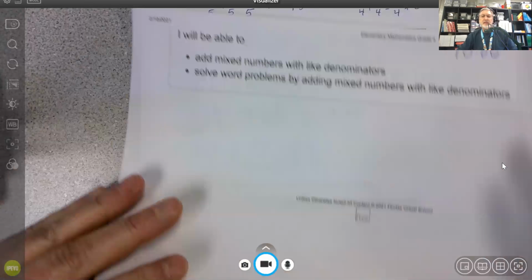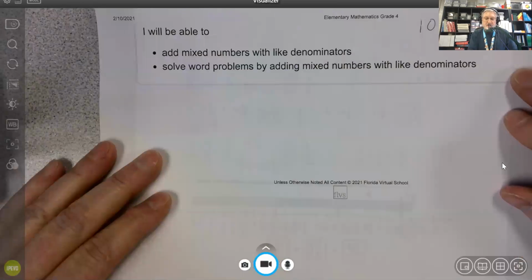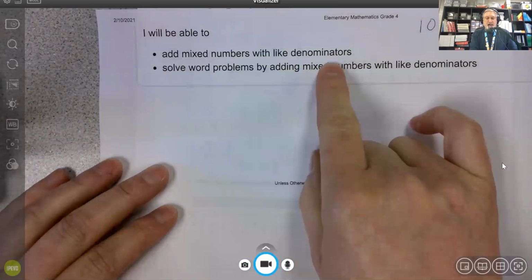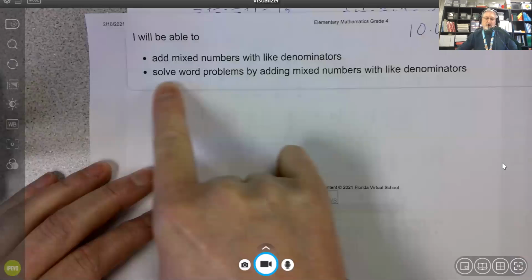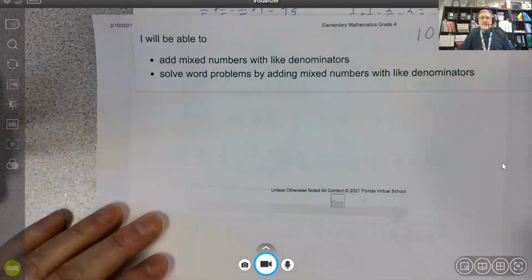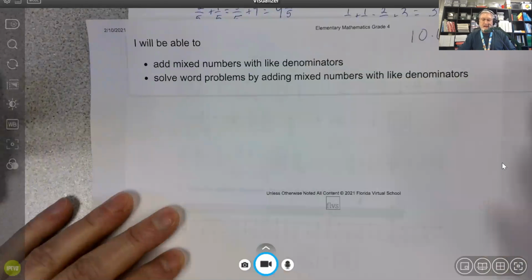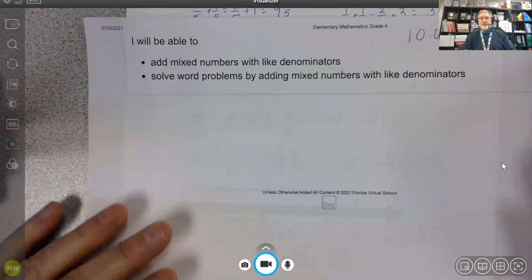And this is my learning target again, that I will be able to add mixed numbers with like denominators. And we did not do the word problems. The word problems you will work on in that lesson, okay? But basically, you'll use the same strategy for adding mixed numbers with like denominators. So hopefully this will be helpful for you as you do this assignment 10.06, okay?